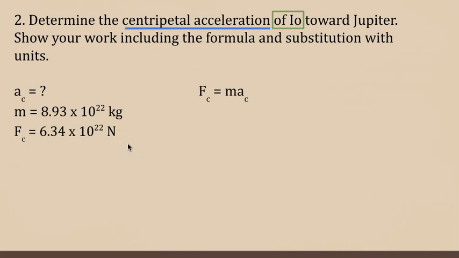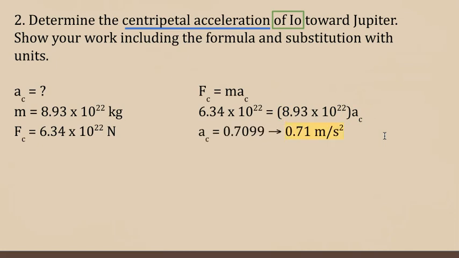I used Fc equals mac as my formula. I plugged in these numbers, and to get AC by itself, I divided both sides by 8.93 times 10 to the 22. This is what I got in my calculator, and I rounded it to 0.71 meters per second squared.